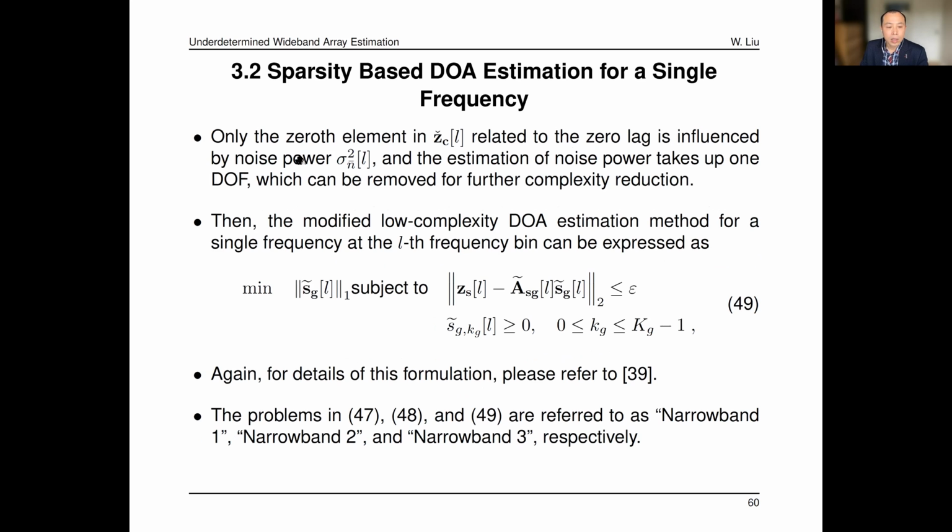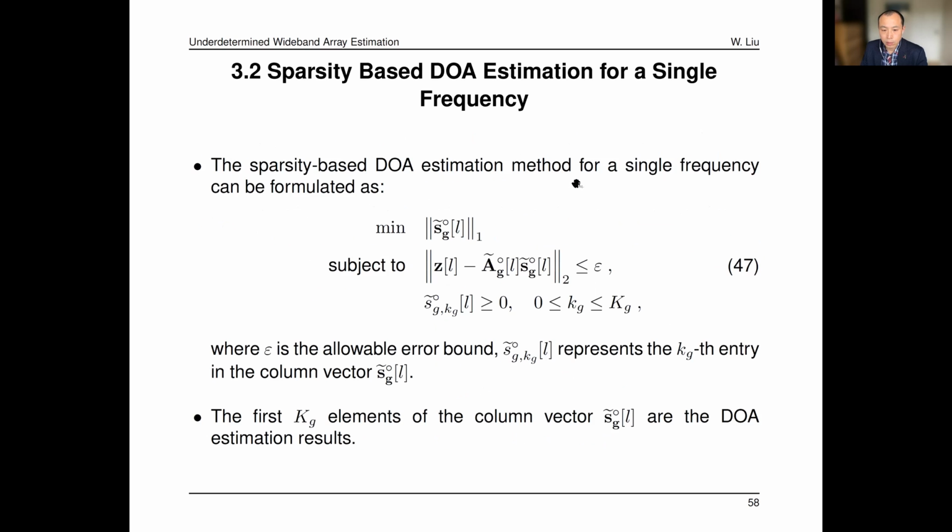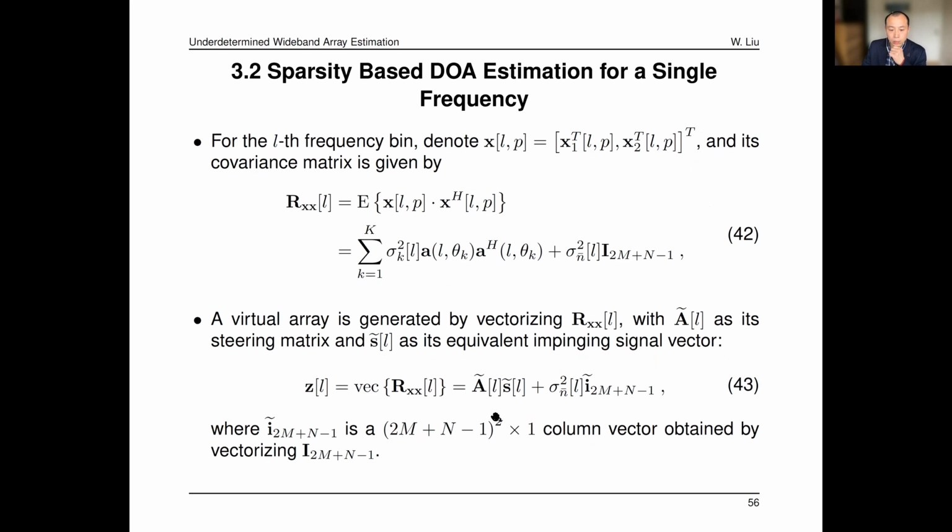Another observation is that only the 0th element, related to the 0 lag, is influenced by noise power. The estimation of noise power takes up 1 DOF, which can be removed for further complexity reduction. So here, you see this equation. When you calculate this covariance matrix, this noise covariance matrix is diagonal, so the off-diagonal entries are 0. As a result, you could remove the 0 lag in this RXX. Remove the 0 lag, then you also remove the noise, right? So you can only consider the non-zero lags in this RX before you do this vectorization.